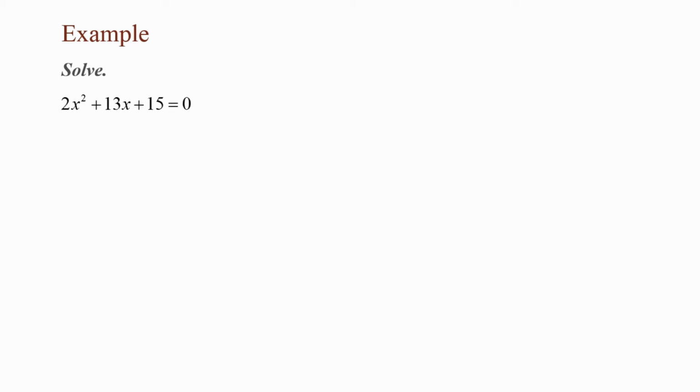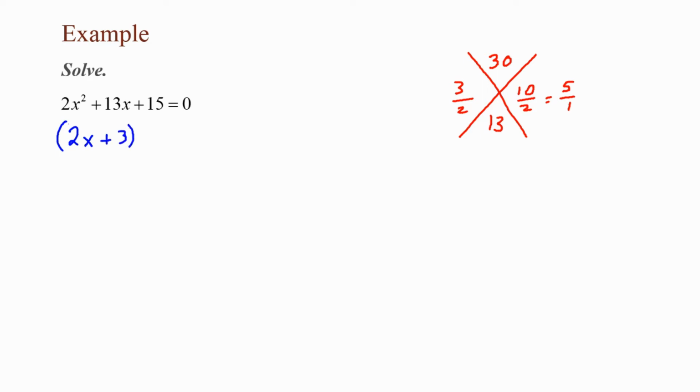In this example, solve 2x squared plus 13x plus 15 equals 0. 2 times 15 is 30. 13 is my b. I divide by 2. I need two factors of 30 that add to be 13. So 3 and 10. 10 over 2 reduces to 5 over 1. So I can factor this into 2x plus 3 and x plus 5 and bring down the equal 0.